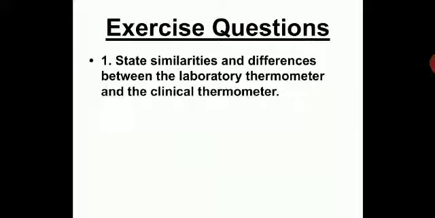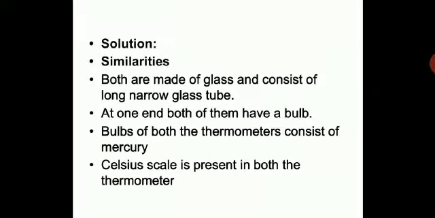First of all, state similarities and differences between laboratory thermometer and clinical thermometer. Let us see the similarities. First, both are made of glass and consist of a long narrow glass tube. At one end, both of them have a bulb. Bulbs of both thermometers contain mercury. Celsius scale is present in both thermometers. So you have to write down the question and the answers in your notebook, children.